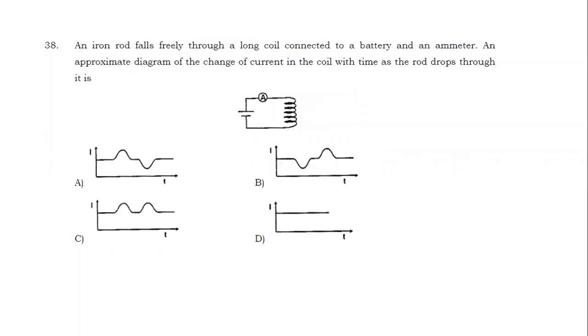Question number 38. This is an iron rod. This is not a magnet. An iron rod falls freely through a long coil. And this question requires a bit of understanding of the magnetic property of iron.